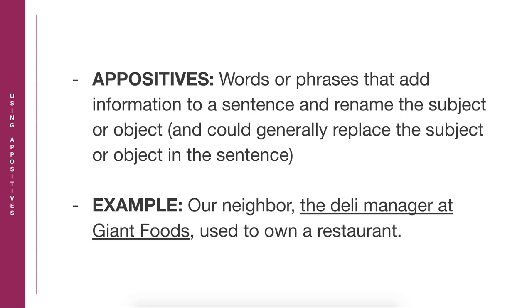So here's an example. Our neighbor, the deli manager at Giant Foods, used to own a restaurant. Now, in this sentence, the underlined portion is the appositive, and that underlined portion adds extra information to our sentence. We could just say, our neighbor used to own a restaurant, and that would make sense. But what we've done is add additional info so that our reader knows a little bit more about our neighbor. Additionally, as I was mentioning before with renaming the subject, now we not only know that he's our neighbor, but we also know that he is the deli manager. And so we get that extra information. We get additional naming for who that subject is.